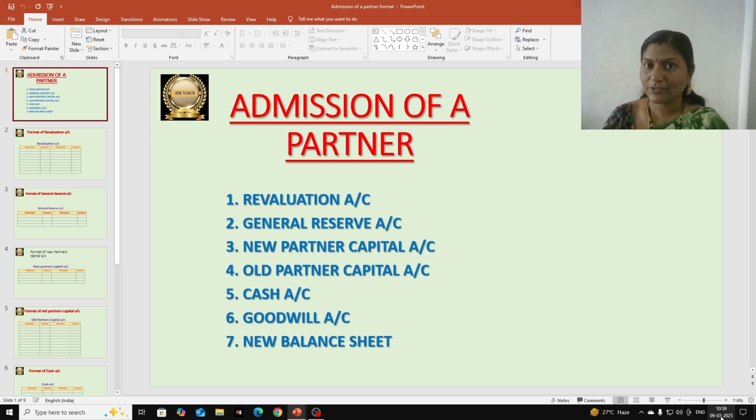You are going to get it for 20 marks, and it is very important for BCom students also. They have this admission of a partner in one semester. And next, this is useful for CA students also. They have admission of a partnership problems. So here I want to discuss with you all the formats related to admission of a partner.